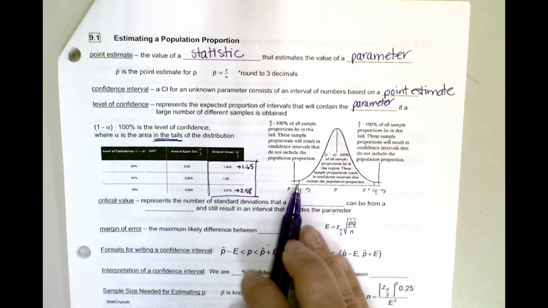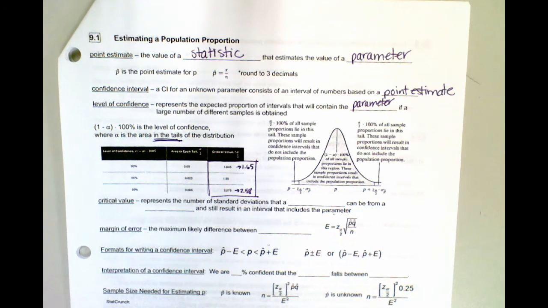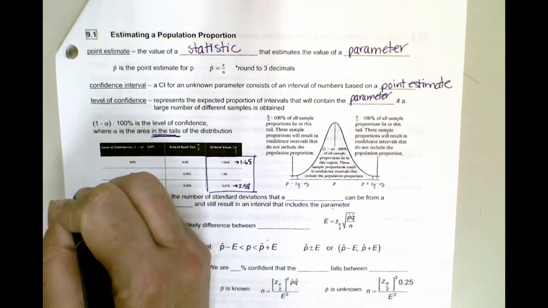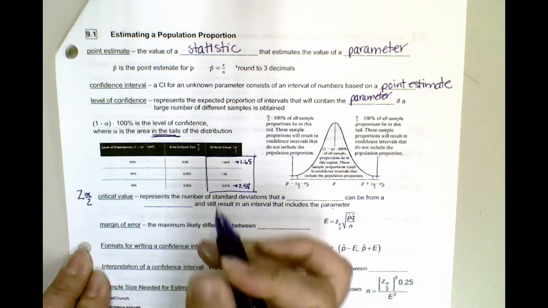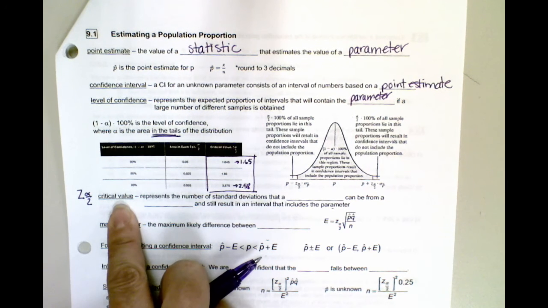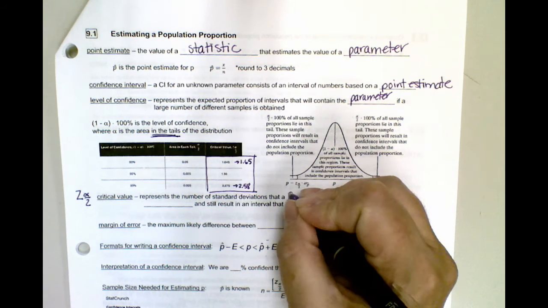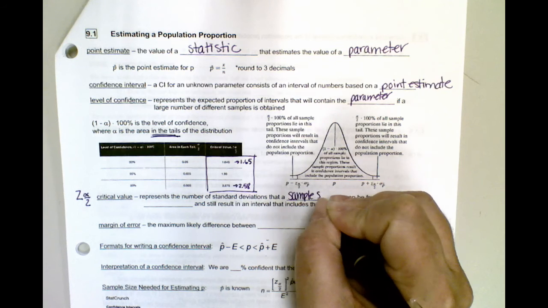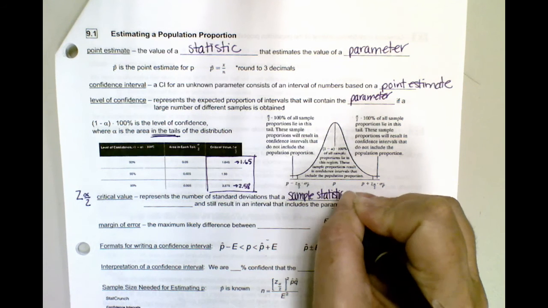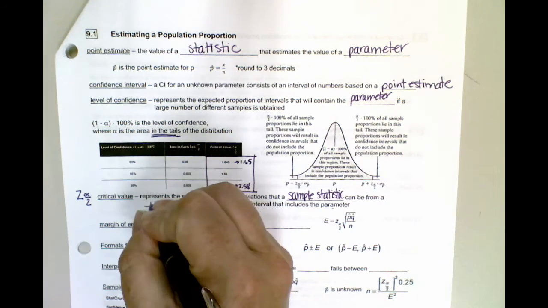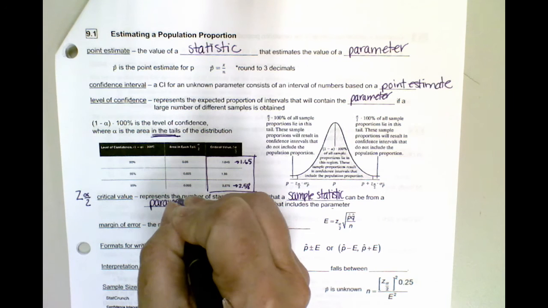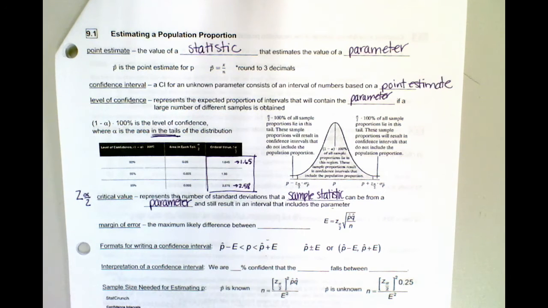So meaning these samples are kind of our outliers, the ones that we wouldn't expect to have our actual population parameter. So critical values, those are when it asks for z sub alpha over 2, that's what it's asking for. It's asking for the critical value. It represents the number of standard deviations that a sample statistic can be from a parameter and still result in an interval that includes the parameter.